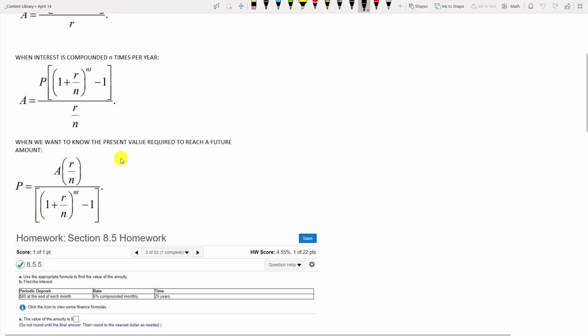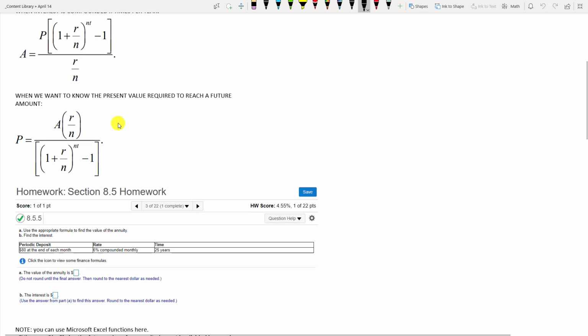And then also you may want to know some present value required today of investment to reach a future amount. And here's the formula for that. And you can tell these formulas are very complicated. You're going to have to be very careful with your calculator as you enter these things in. But I'm also going to demonstrate Microsoft Excel for these.